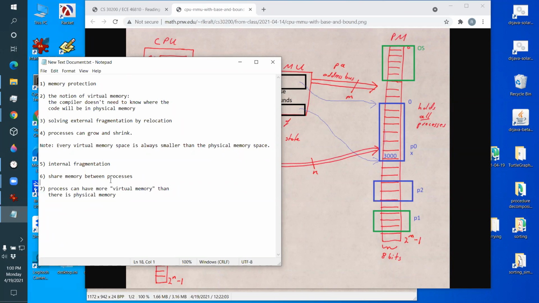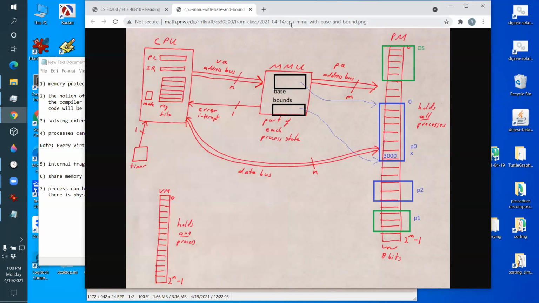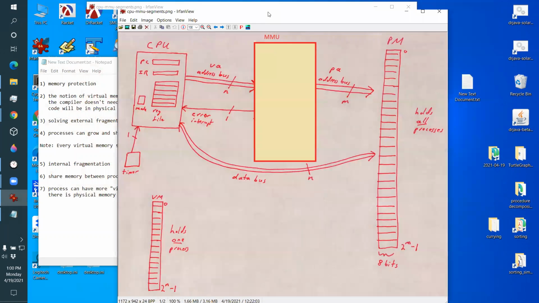Now, these three things here can be fixed by having what are called segments, but the best way to think about it is just multiple base and bounds registers. Let's give a process multiple base and bounds registers. So that's this picture over here. I want to fill this in.